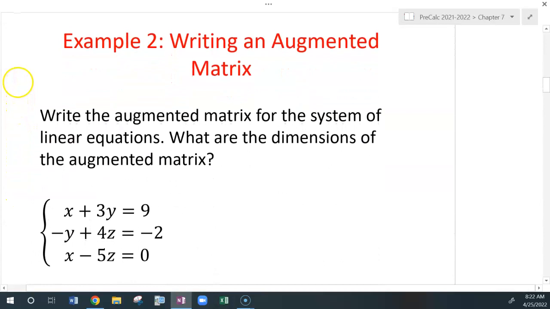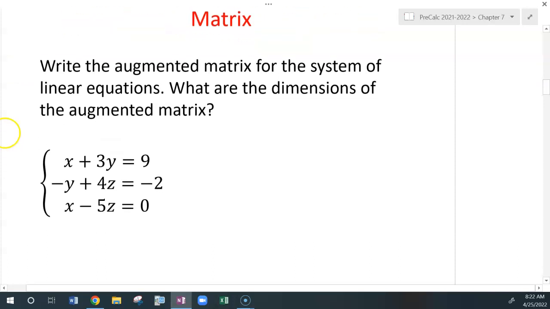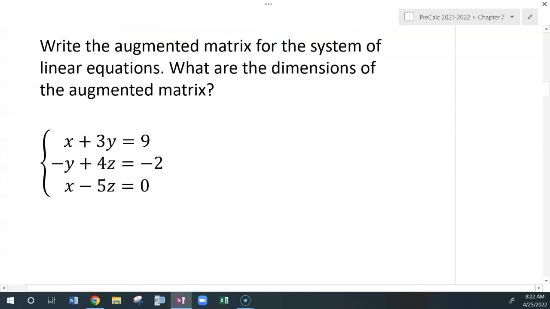Okay, next idea is the augmented matrix. And this is where we start getting into solving equations with a matrix. So I want you to notice here that we have 3 variables. We have x, we have y, and we have z. And when we write an augmented matrix, each variable gets its own column.